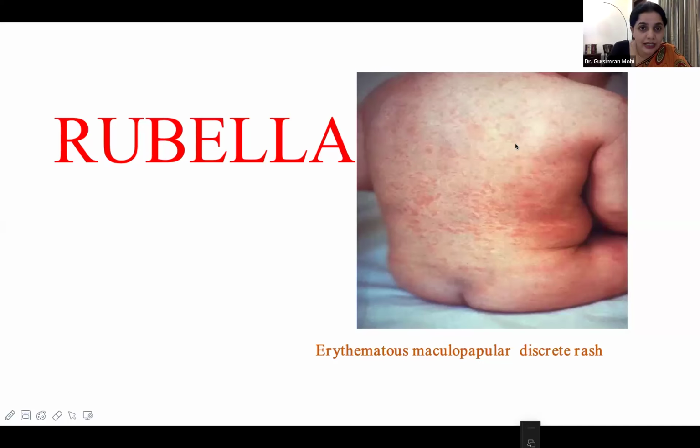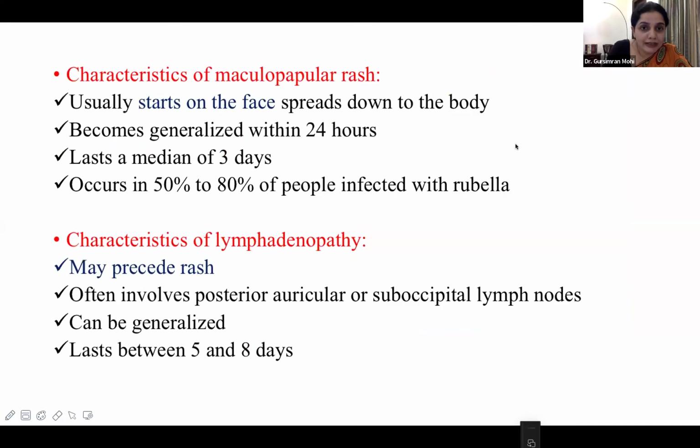So next we are dealing with the rubella case. In rubella, the characteristic rash is maculopapular rash. It starts from the face, as we have seen with measles, and spreads down the body and generalizes within 24 hours. The difference between measles and rubella is that in rubella we will see lymphadenopathy, and it precedes the rash. It will come before the rash, right?